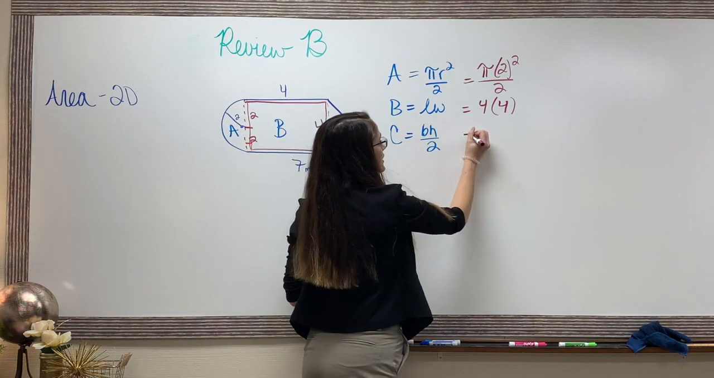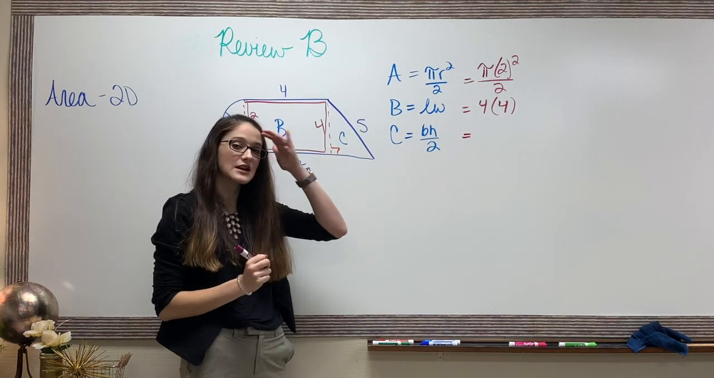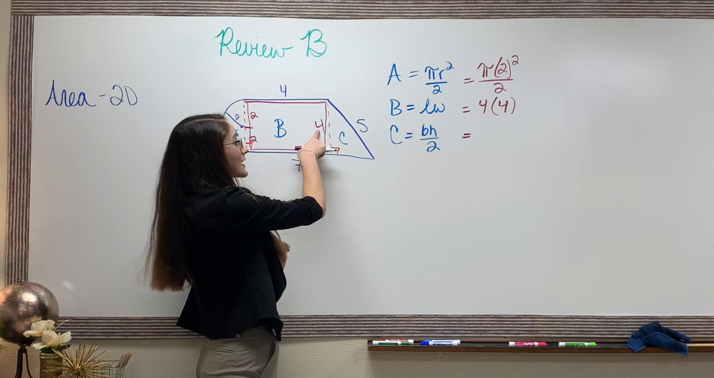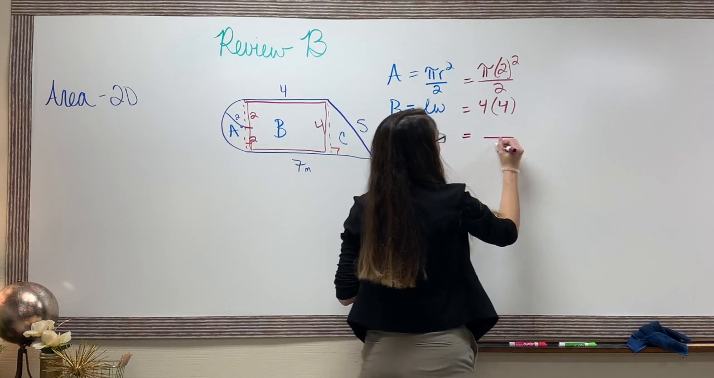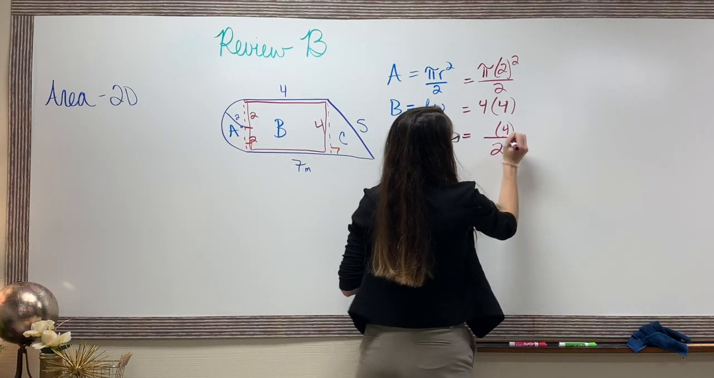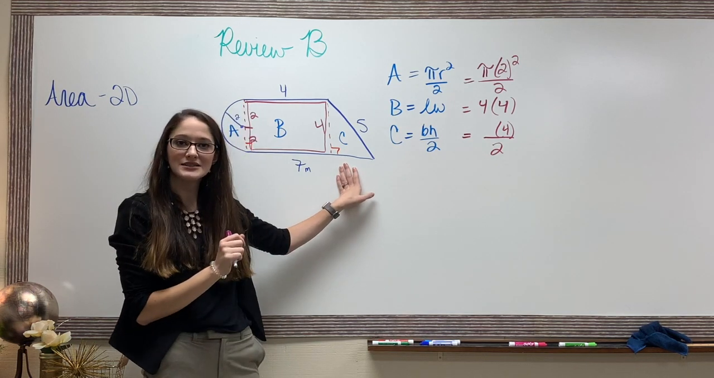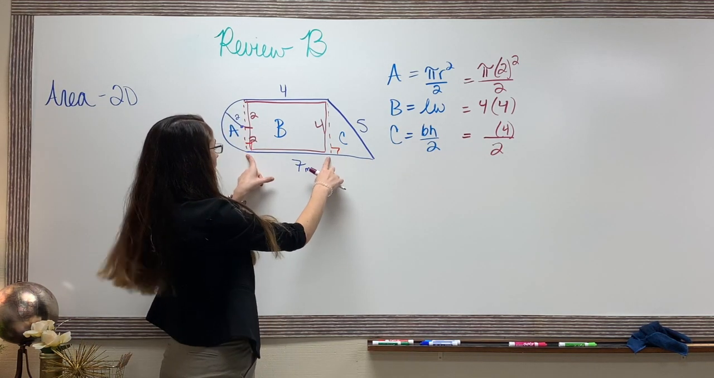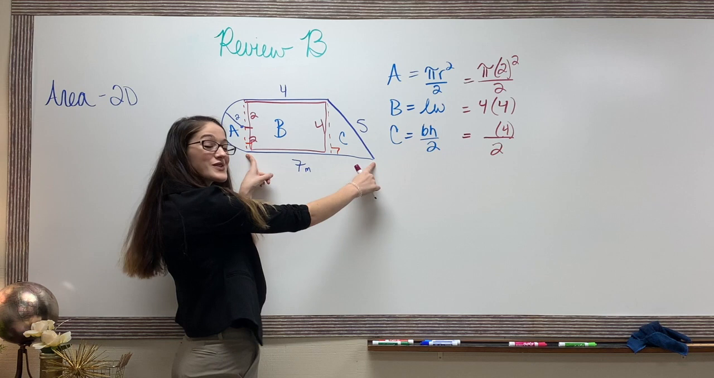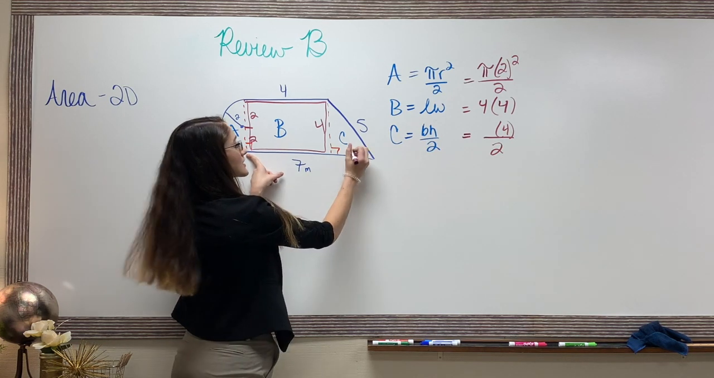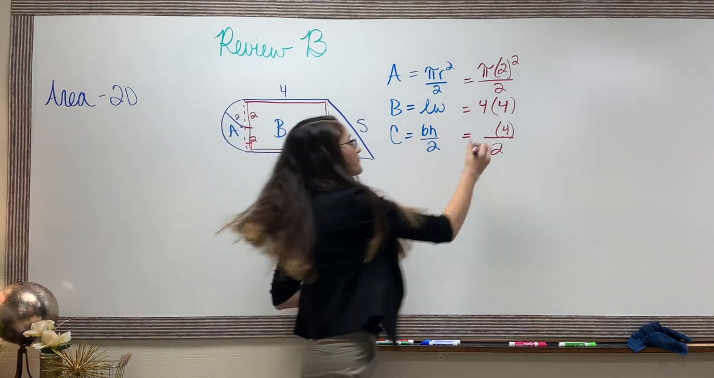Okay, last shape, part C. We're dealing with a triangle, base times height divided by 2. We know what our height is, we just found it. So I'm going to go ahead and plug that in. We don't know what our base is though. We know that this part is 4, we know this whole thing is 7, so we can subtract and know that this part is 3.